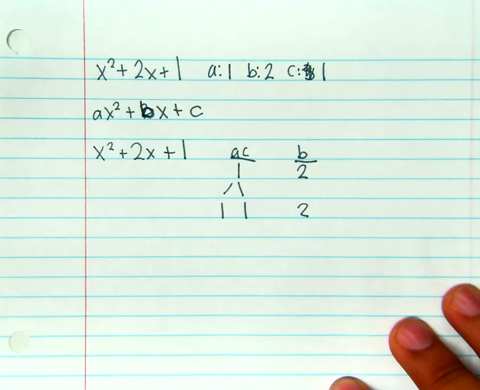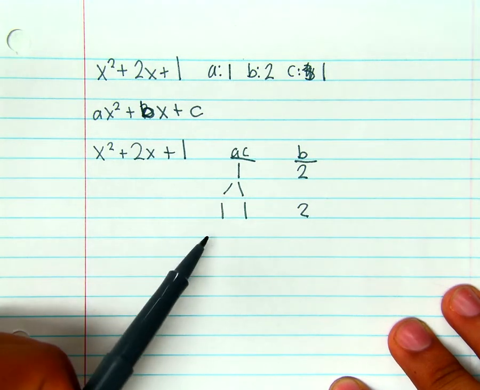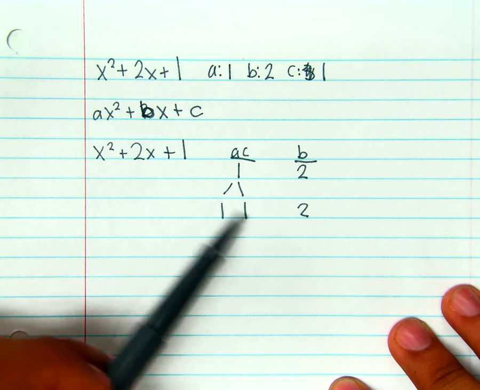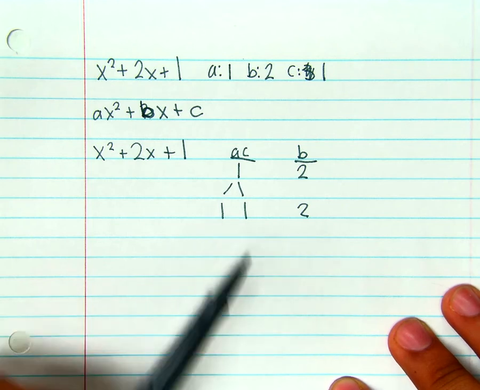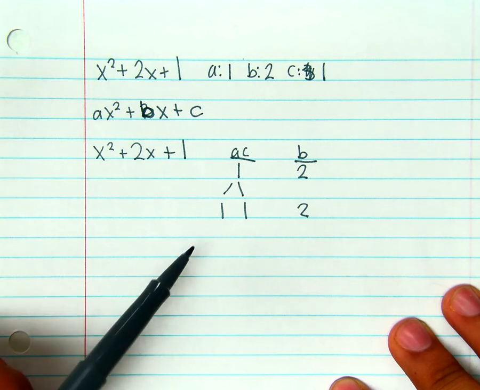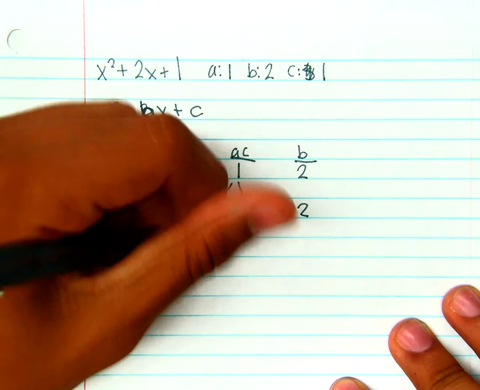And once we find, in this case, this is the first example, so it's relatively easy. 1 only has 1 set of factors. Now if AC was like 8 or 1,422, there might be more sets of factors. Okay? Well, in this case, once we find all our factors, we want to find the set that once we combine will give us our B. So 1 and 1 is our only set of factors. How can 1 and 1 combine to give us 2? 1 plus 1. Very good.